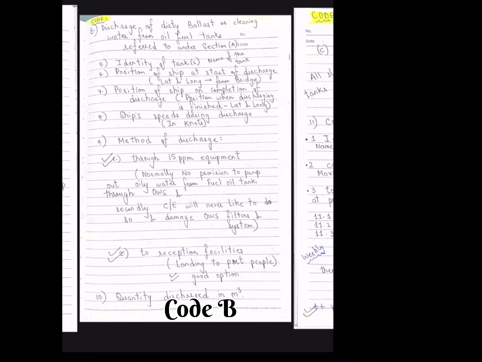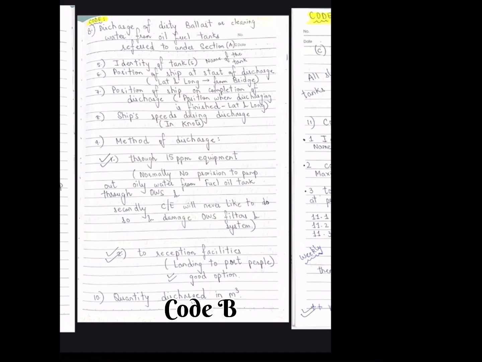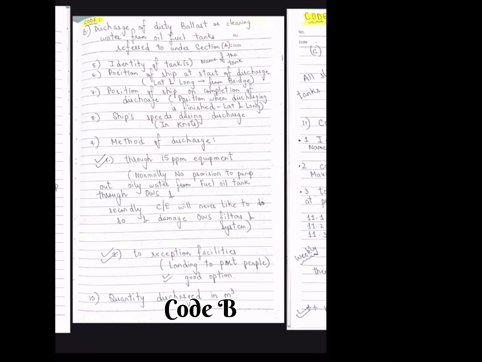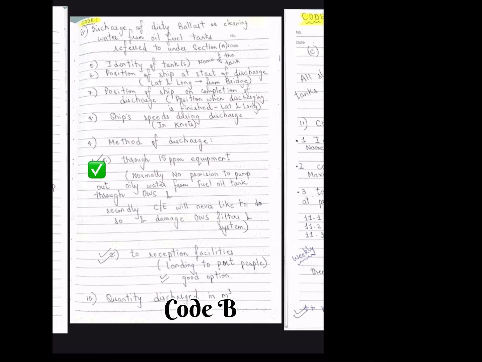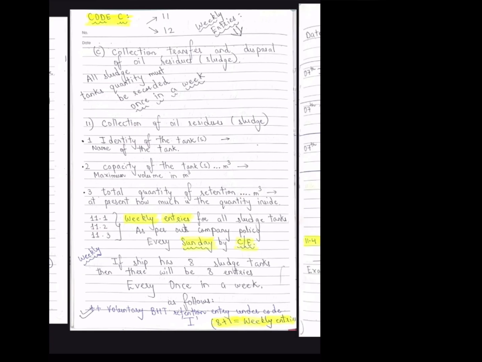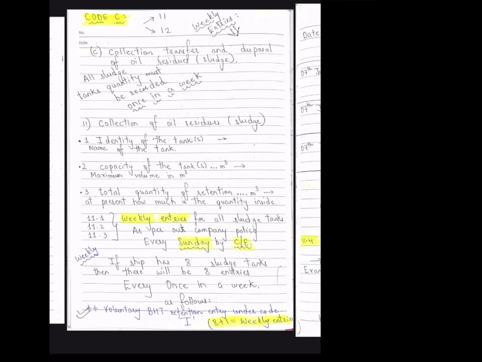All this information we have to record. But the most important is the method of discharge. It can be either through the 15 ppm equipment or to the reception facilities. Coming to code C, that is the collection, transfer and disposal of oil residue.